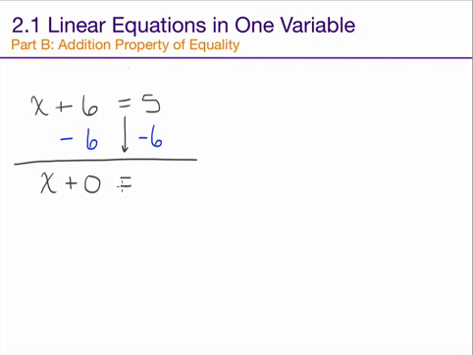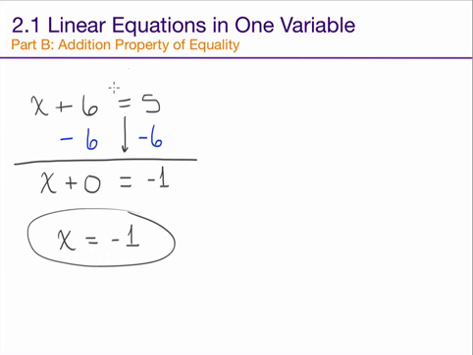On the right-hand side of the equal sign, I have 5 minus 6, which I know to be -1. X plus 0 is just x, and x is equal to -1. That's the same answer as I got before. I really don't mind which technique you use, writing your -6 alongside or underneath. You just need to be really careful that you're adding or subtracting from each side. The rule, if you choose to add or subtract from an equation in order to isolate x, is that you have to do it to both sides.